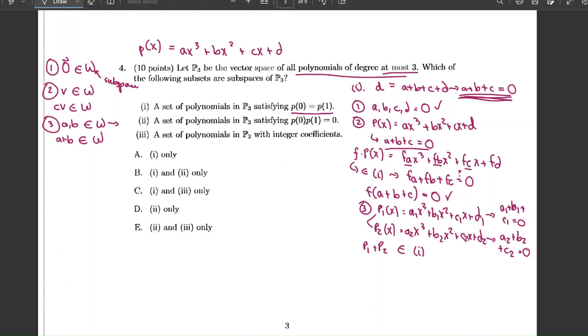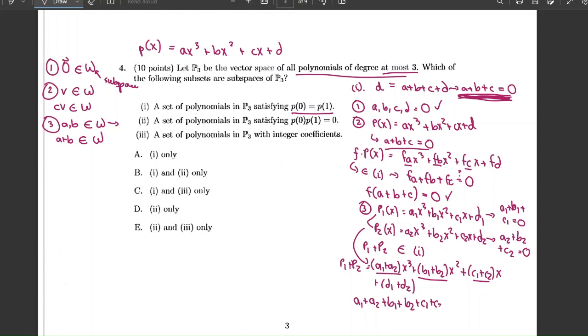So when we add these two together, we get (a1 plus a2)x cubed plus (b1 plus b2)x squared plus (c1 plus c2)x plus (d1 plus d2). And is this in the subset? So let me just write p1 plus p2 equals this. To test that again, we check if the coefficients before the x cubed, x squared, and x terms, so in this case a1 plus a2, b1 plus b2, and c1 plus c2, if we add those together, does that give us 0? Because that's the requirement for this subset. So, a1 plus a2 plus b1 plus b2 plus c1 plus c2, is this equal to 0?